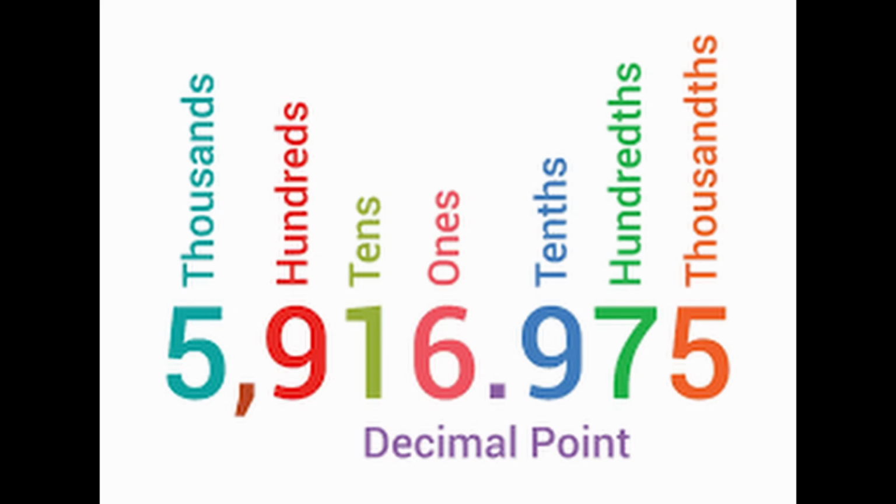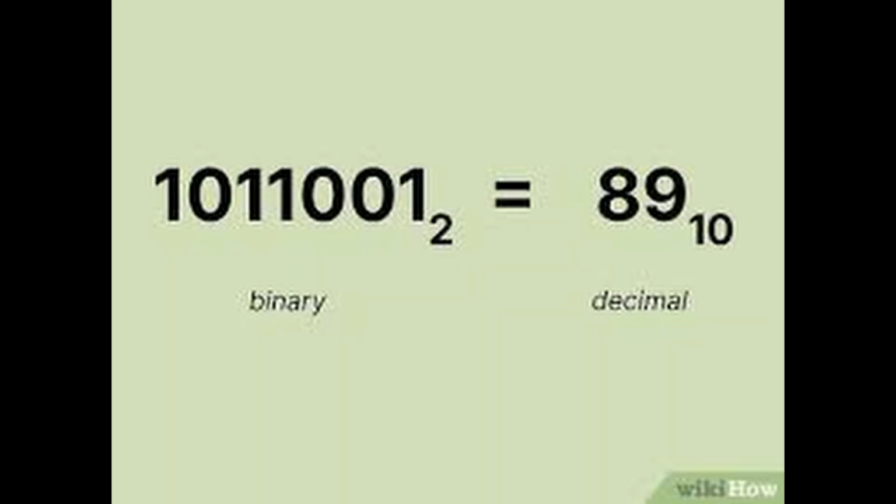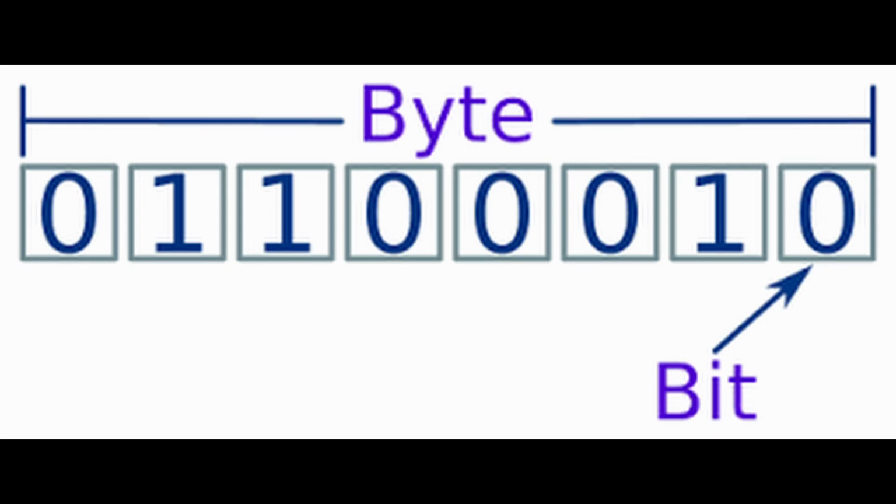My topic is about the binary number system, also known as the base 2 numeral system. Unlike the decimal system, which uses 10 different digits to represent values, the binary system only uses 2 digits, 0 and 1. Every digit in a binary number is referred to as a bit.